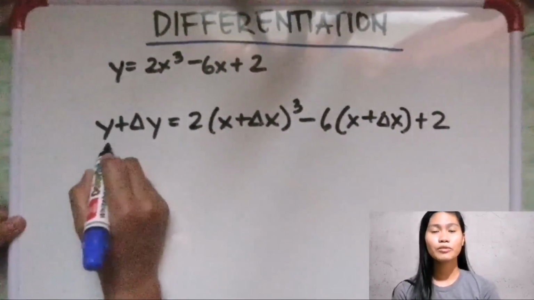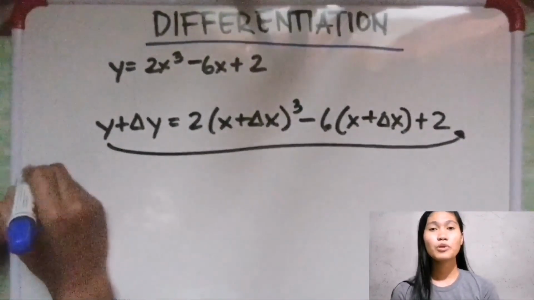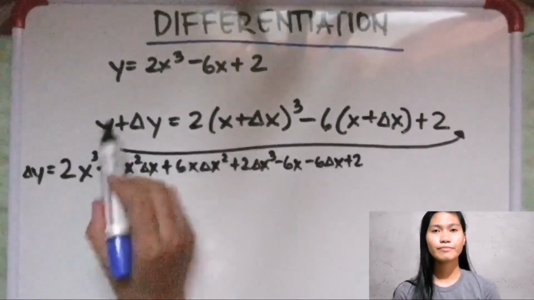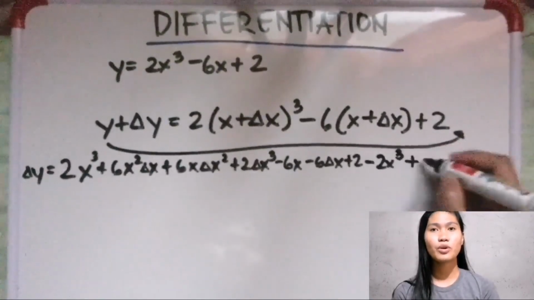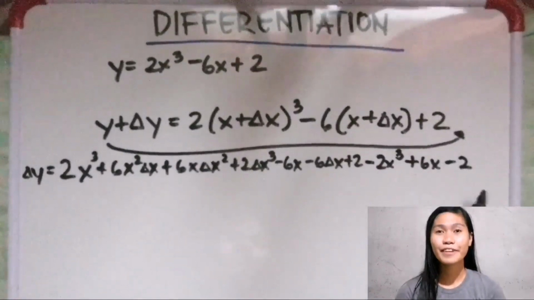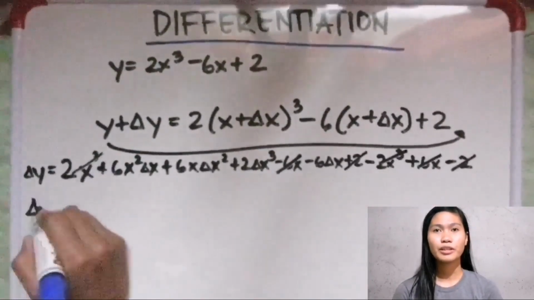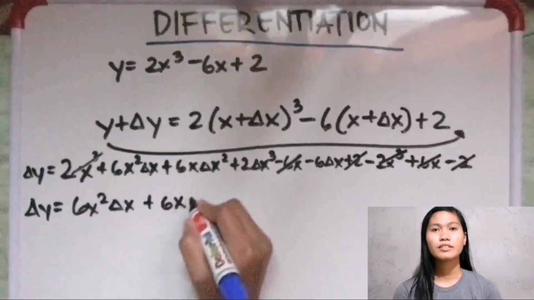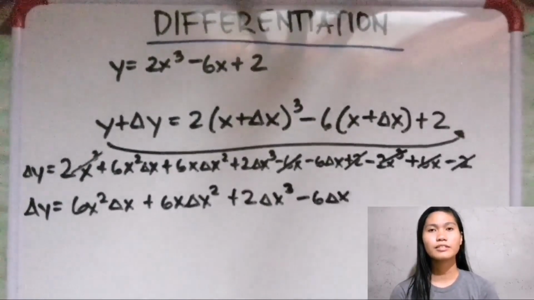After writing that out, we will transfer y to the right side at the end of the function. It will become negative, so it will be written out like this. Distribute the negative sign to the y, which is 2x cubed minus 6x plus 2. After writing it, we can now cross out like terms. So the final answer would be delta y is equal to 6x squared delta x plus 6x delta x squared plus 2 delta x cubed minus 6 delta x.